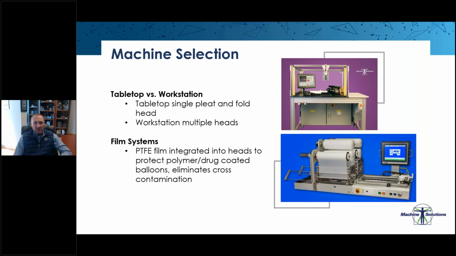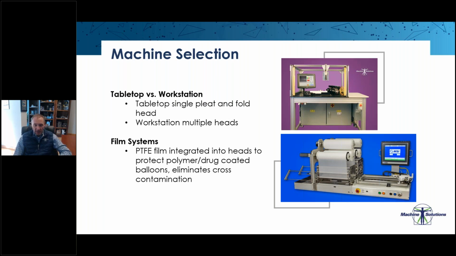The other 2 types of machines can be configured as a tabletop or a workstation, either of which can carry different types of pleat heads. But the key difference with the workstation is it allows you to have multiple heads on a single platform that are already calibrated and already up to temp. So if you're varying your balloon sizes throughout a day or a production run, the machine is ready to go, as simple as scanning a barcode or calling up the recipe. The machine then knows which head to utilize.